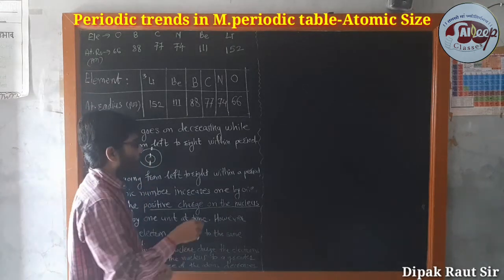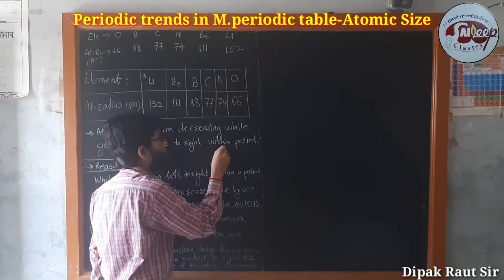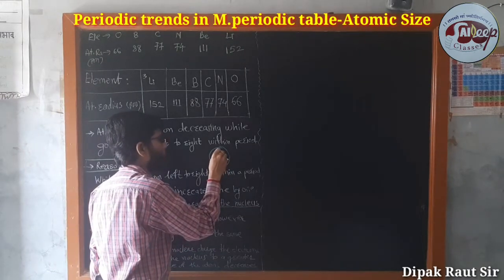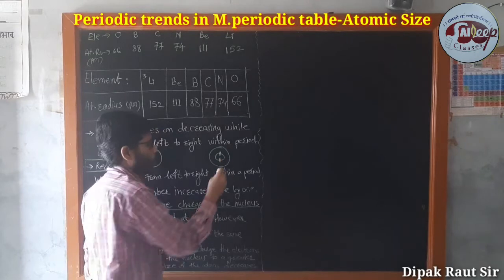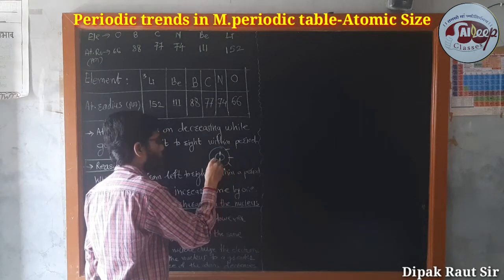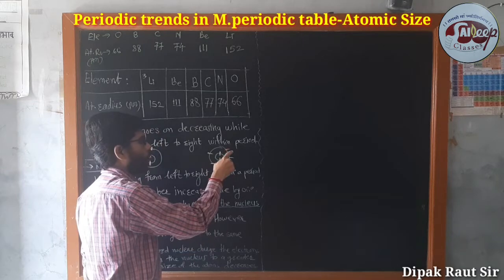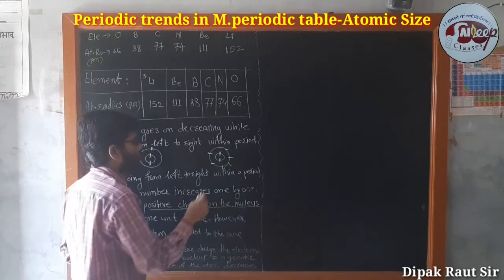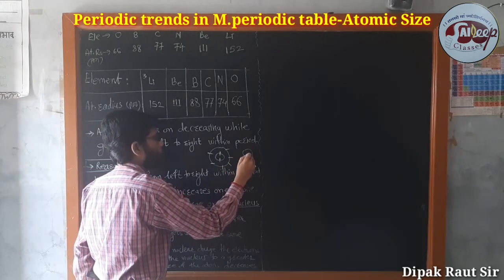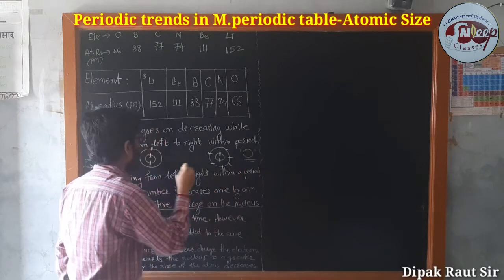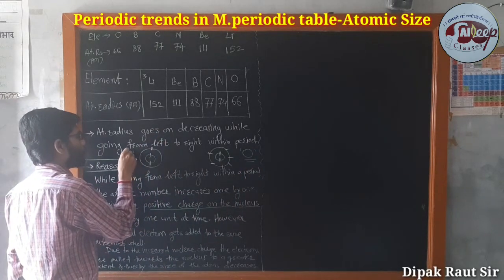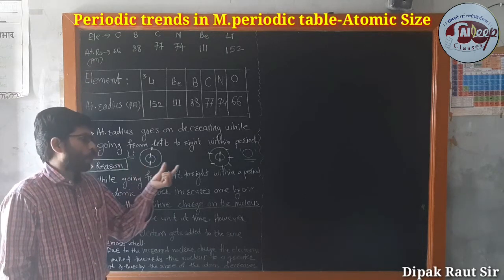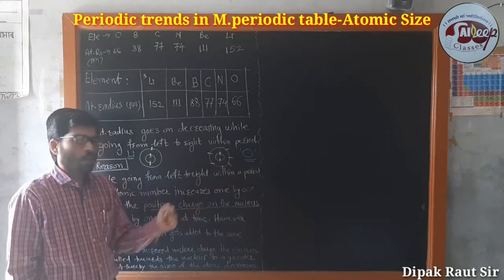Now we draw the atomic structure of oxygen. Oxygen's atomic number is 8. The electronic configuration is 2, 6: 1, 2, then 1, 2, 3, 4, 5, 6. This is oxygen. This is lithium. This is the atomic structure and electronic configuration of lithium, and this is the atomic structure and electronic configuration of oxygen.